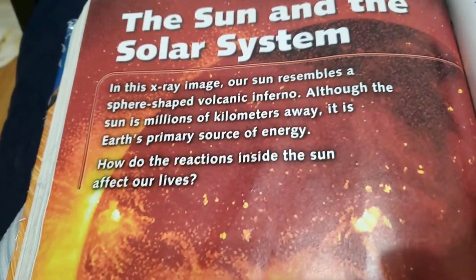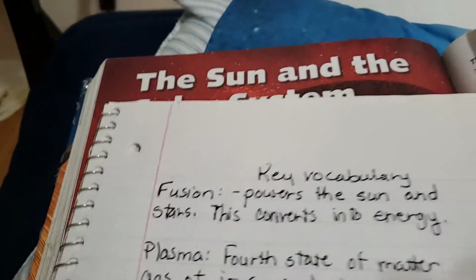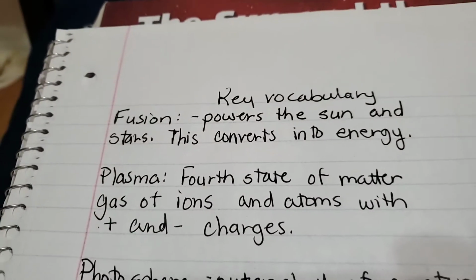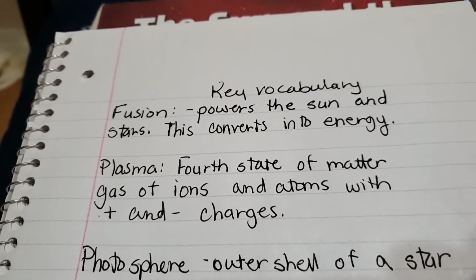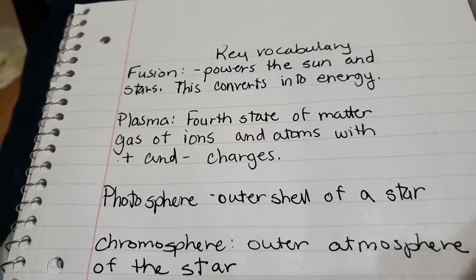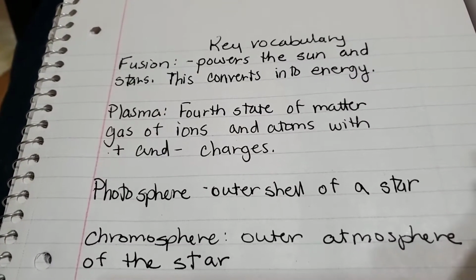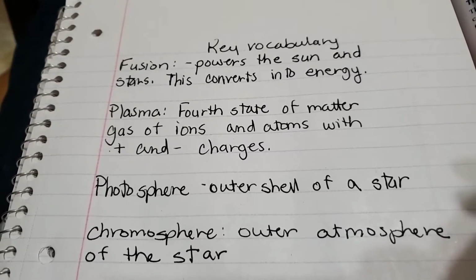I'm going to go over the key vocabulary with you first. The key vocabulary: fusion. Fusion powers the sun and stars. This converts into energy. Plasma is the fourth state of matter. It's similar to a gas, but the atoms are different. They have positive and negative charges.